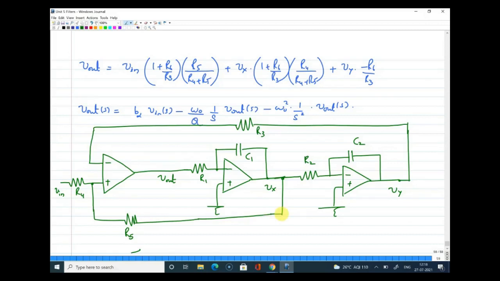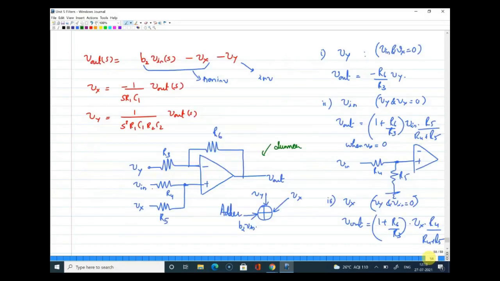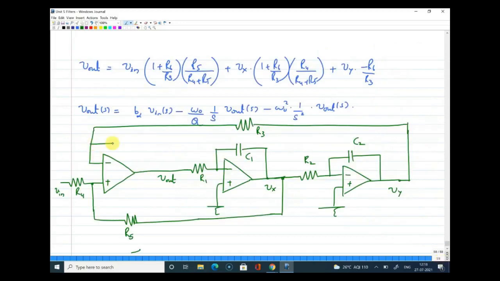Right. Now we have one more component, R6, which is in the feedback from minus to output. So that also I need to connect here. This is R6. So this is your final Vout. This is Vin, this is Vx, and this is Vy. And this is called the KHN biquad, where a second order active filter is realized using integrators. There are two integrators to generate Vx and Vy, and one more integrator to sum up all the inputs.